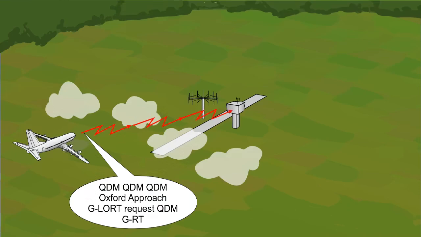When a pilot wishes to obtain a bearing from a ground station, he calls up on their frequency and requests the appropriate service. For example, the QDM would be requested when the pilot wished to fly a magnetic track to the station. He would say, QDM, QDM, QDM Oxford Approach, Golf Lima Oscar Romeo Tango, request QDM Golf Romeo Tango.